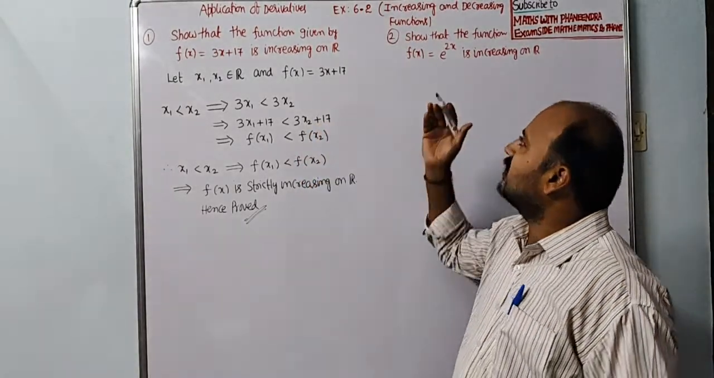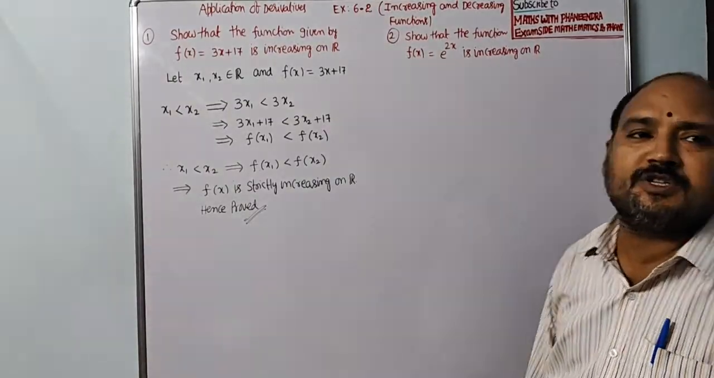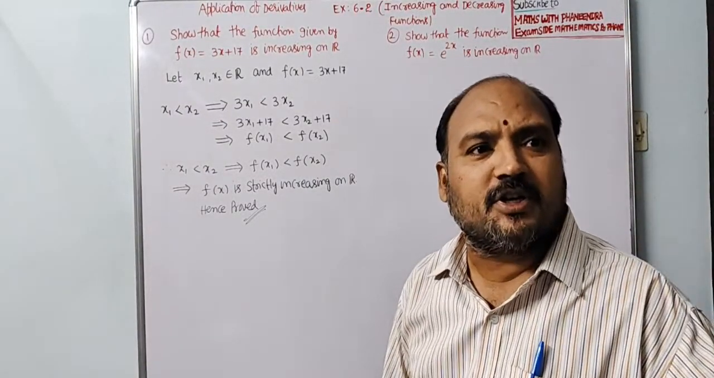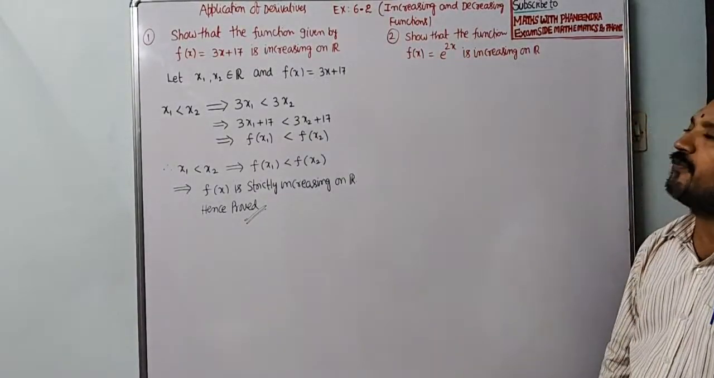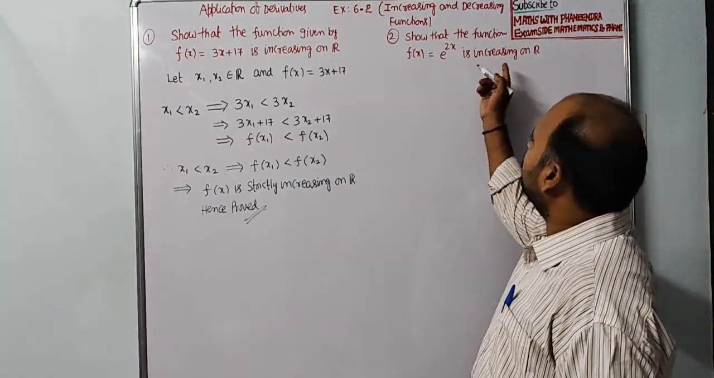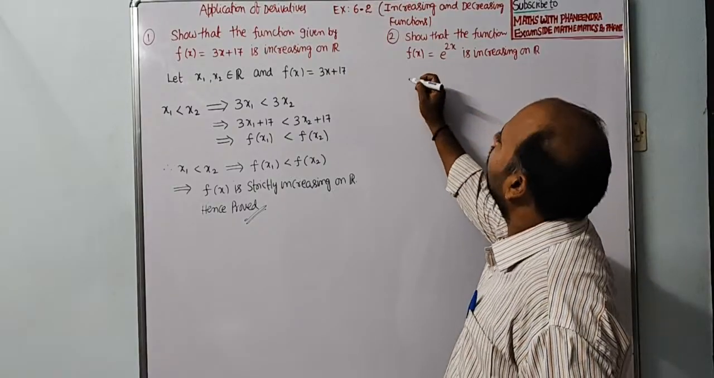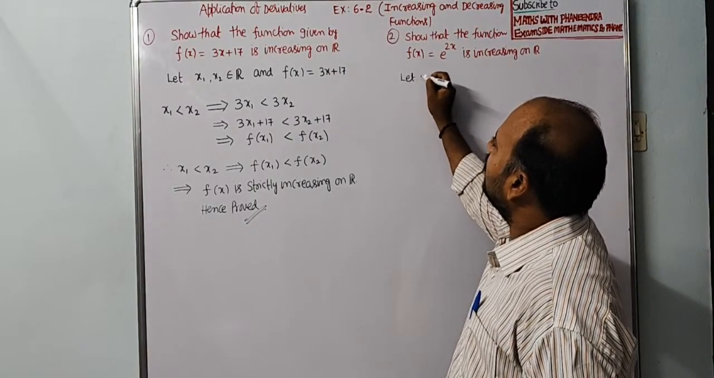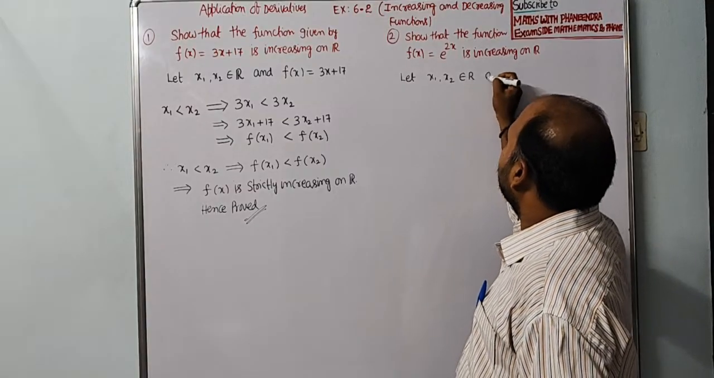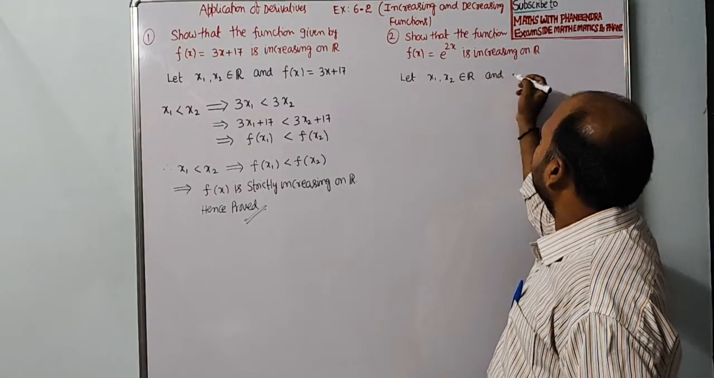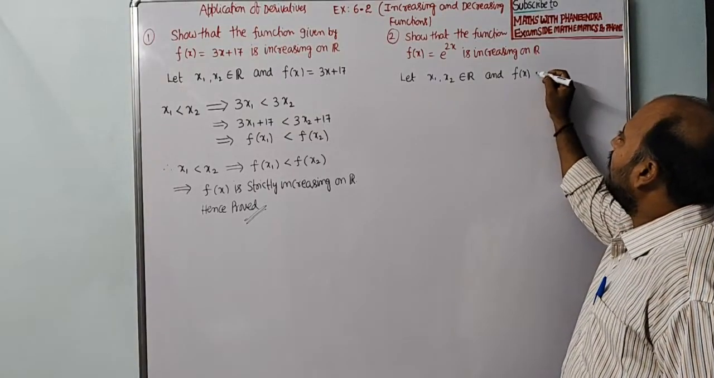How to prove this one? Show that the exponential function is also an increasing function. Show that the function f of x equal to e power 2x is increasing on R. Here also, let x1, x2 belong to R, and the function f of x equal to e power 2x.